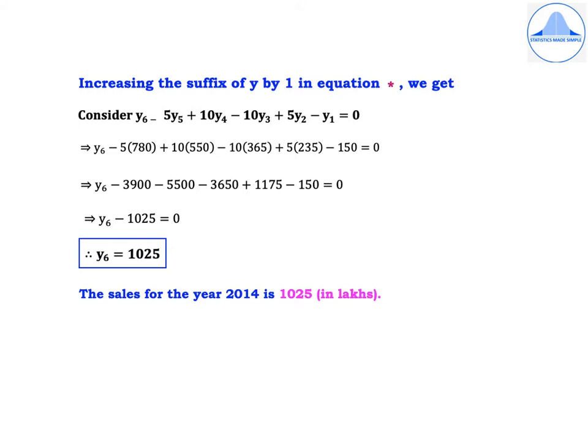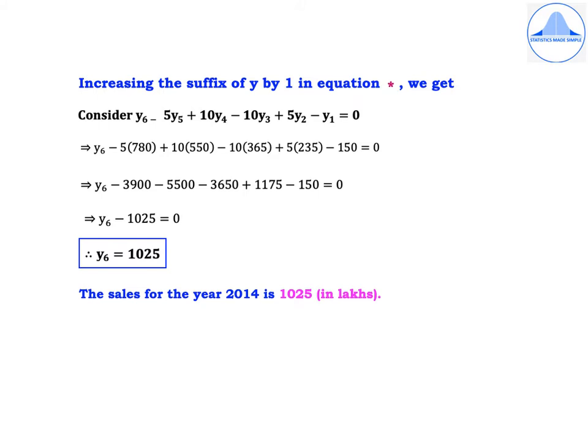To find the next missing sales, increase the suffix of y by 1 in equation star, and we get y6 minus 5y5 plus 10y4 minus 10y3 plus 5y2 minus y1 equal to 0. Now here keep in mind that you should increase only the subscripts by 1 and not the coefficients.